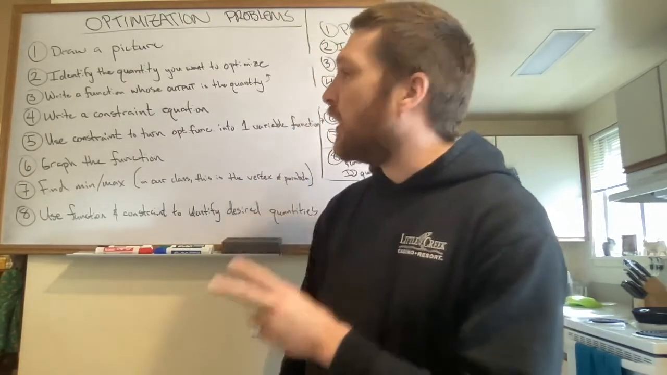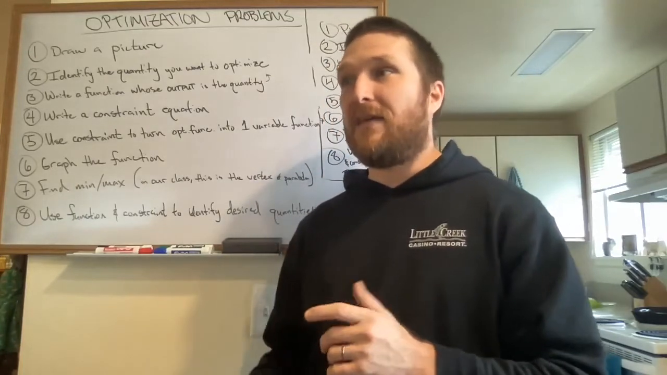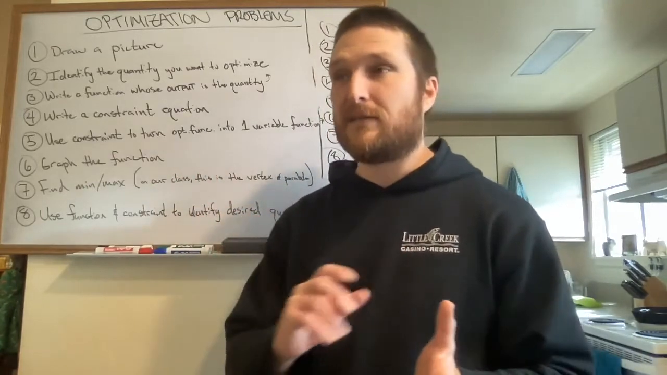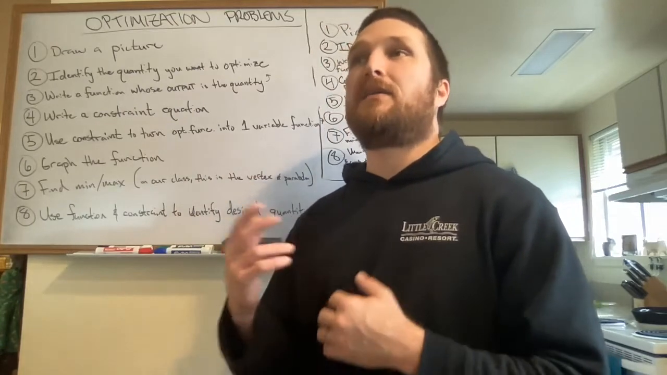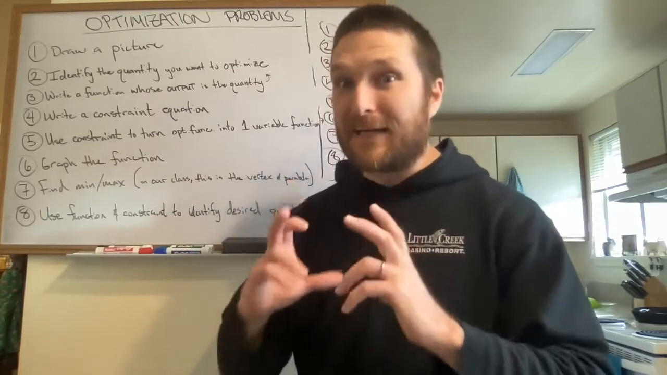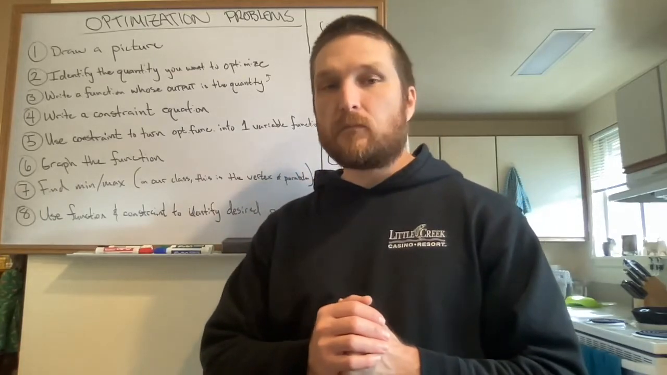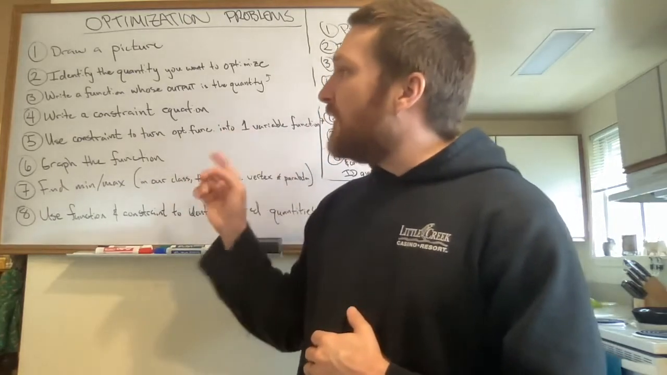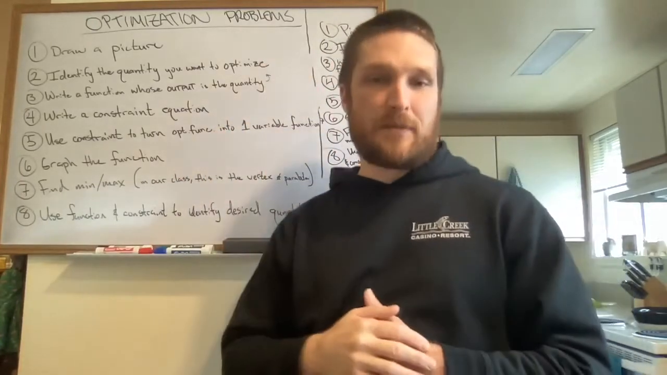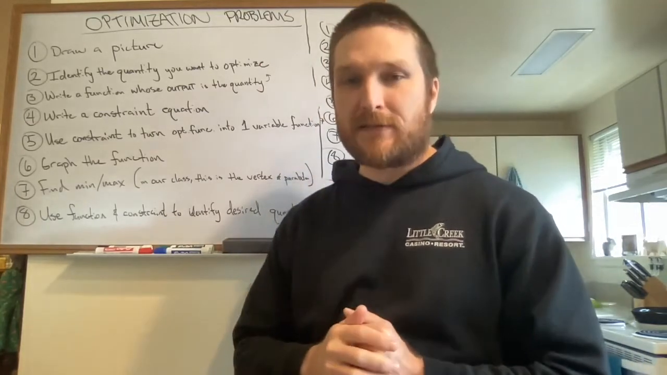2, identify the quantity that you want to optimize. So if the question says find the maximum area for something, then area is the thing that you want to maximize. If it says maximize your company's revenue, then revenue or profit or money, dollars, is the quantity that you're trying to optimize. 3, write a function whose output is the quantity that you're trying to optimize. 4, write a constraint equation.